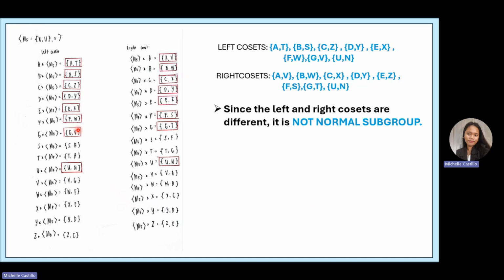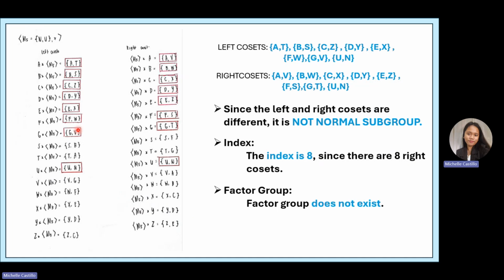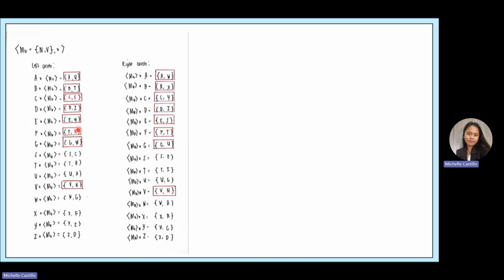Since the left and right cosets are different, it is not a normal subgroup. Then the index is equal to 8 since there are 8 right cosets. The factor group does not exist since it is not a normal subgroup. Then for the order of the elements, the elements n and u have order equal to 2 since these two elements need to be operated with themselves twice in order to get the identity element. So n star n is equal to n, then u star u is equal to n.